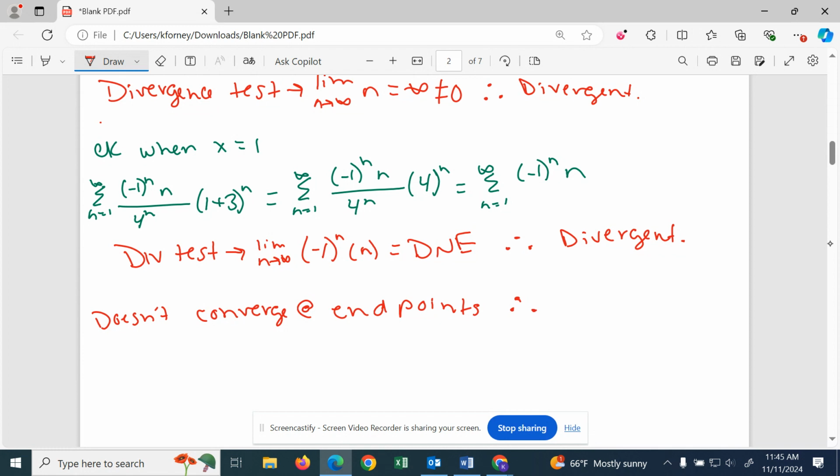Therefore, the interval of convergence is x is between negative 7 and 1, but it does not include negative 7 or 1. Okay?